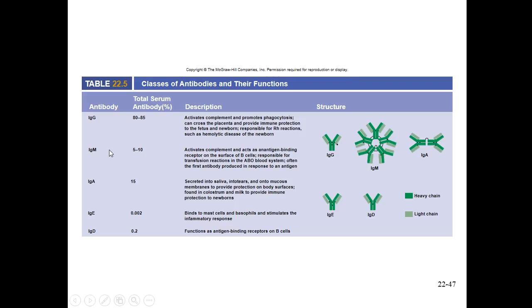Really interesting. IgM is the antibody which activates complement along with IgG. This one crosses the placenta, and this one is the transfusion reaction, the agglutination antibody. So a couple of different details that I'd like you to know about these.